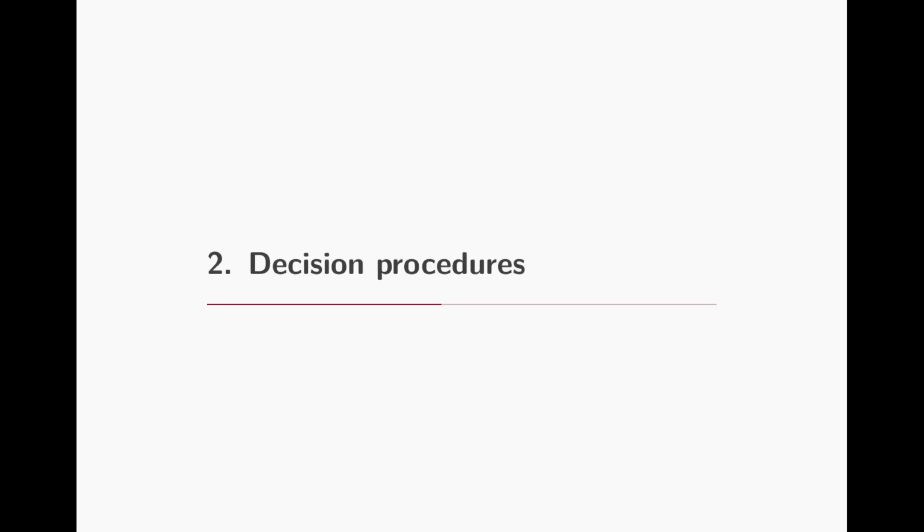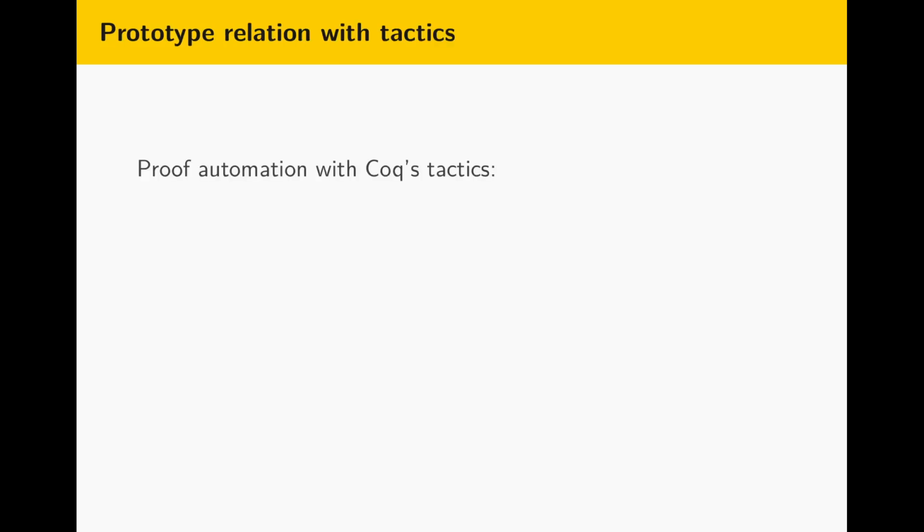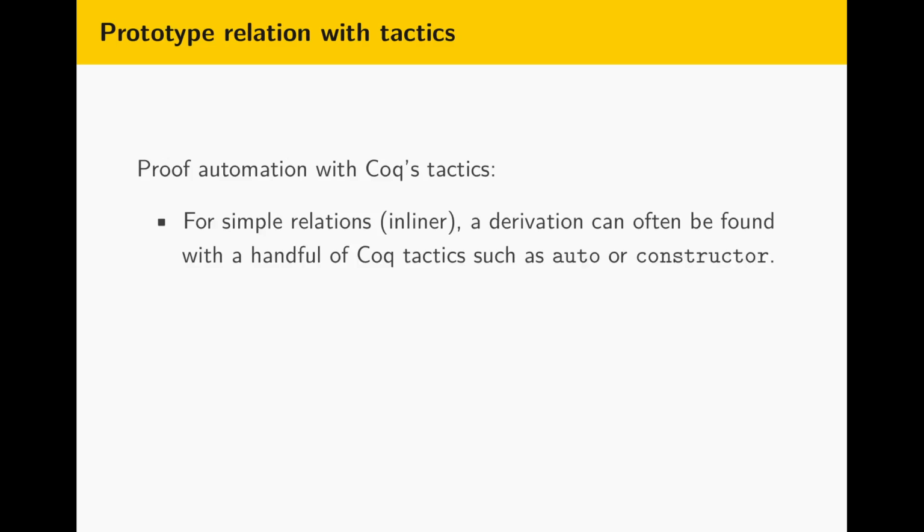Now that we have defined the translation relation, we want to make it decidable. And more precisely, what we're looking for is that when we are given two programs that are dumped before and after the inlining pass, we want to automatically decide whether the translation relation holds. And that means that we need to construct a derivation tree. And we can use different approaches for doing this. The first one is by using Coq's tactics mechanism. And for simple relations like the inliner, we can often find a derivation by using some of the basic tactics.